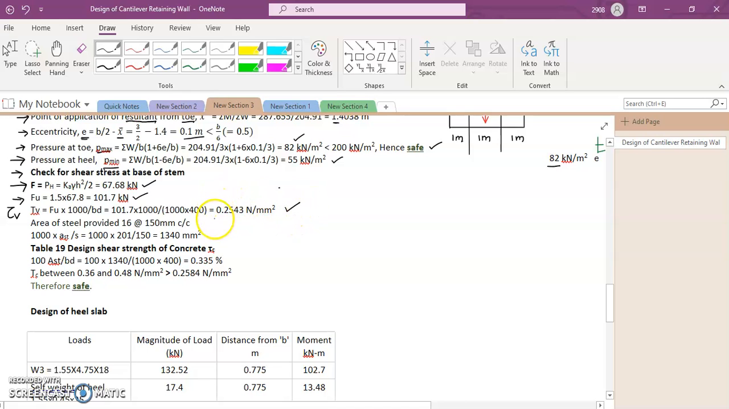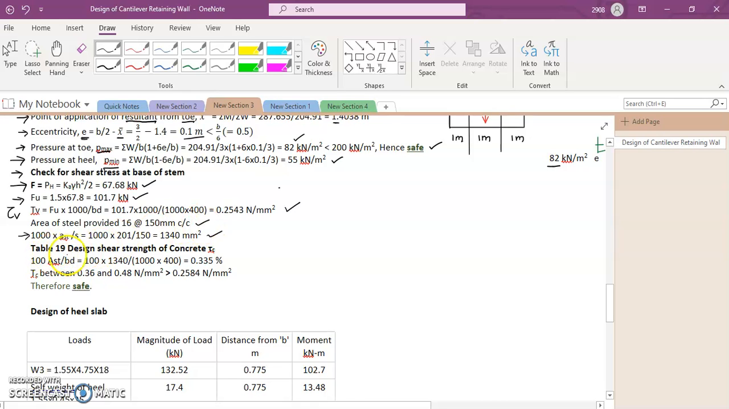The area of steel that we have provided in the stem is 16 mm at 150 mm center to center. So to find out how much area of steel we have provided per meter, we use this formula. So 1000 stands for 1 meter, Ast is the area of 1 bar of 16 mm, and S is the spacing we have adopted. So it works out as 1340 mm square.